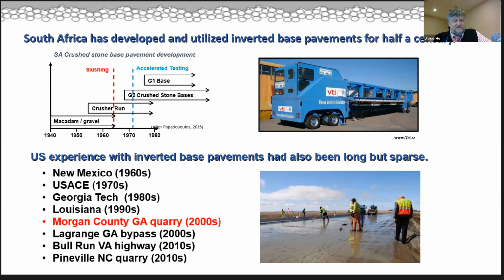I've highlighted that in red today because that's the one I'm going to particularly focus on. There's another test section in Georgia that was put in LaGrange when they were building a new bypass for the Kia auto factory. I'm not going to present the data from that today, but allow me to tell you that it's also exceptional and supports the observations we've made in Morgan County. And then there's several others, the Bull Run, Virginia Highway, the Pineville, North Carolina quarry, and I think there's even, actually, I should have put it here, one more in Nashville. Vulcan Materials, for example, has been a strong proponent of this as a potential technology.